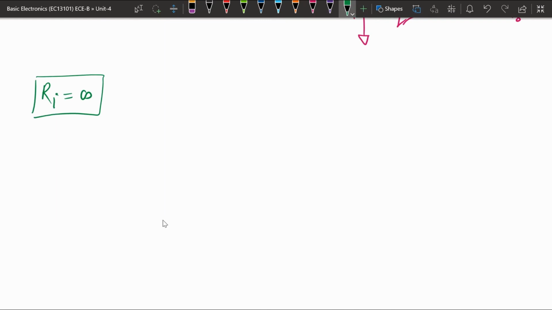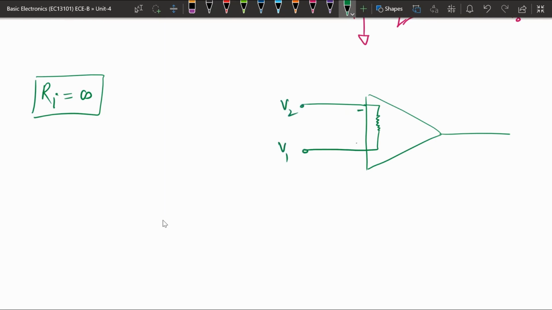We will see. So we have seen this type of structure. This is V2, this is V1, this is the negative side, this is the positive side, and this is your input resistance. And input resistance is infinity in case the operational amplifier is an ideal one. So if this is infinity, that means it is open circuited.